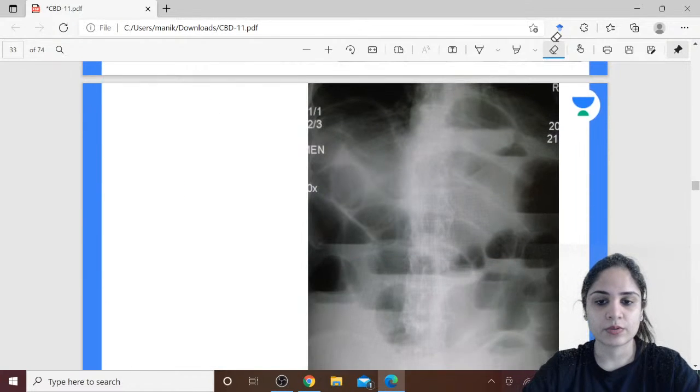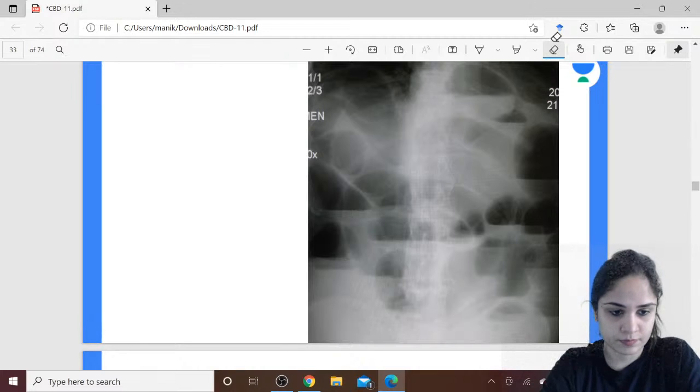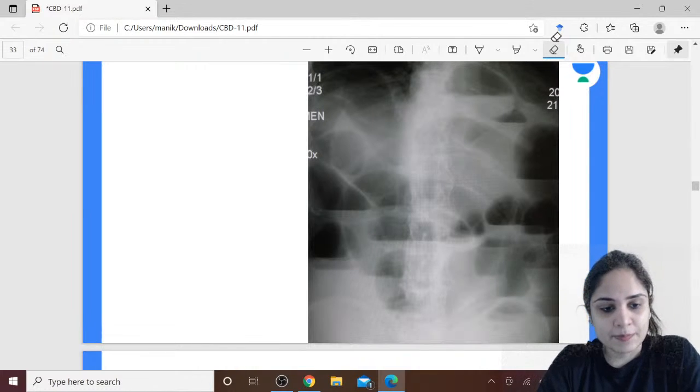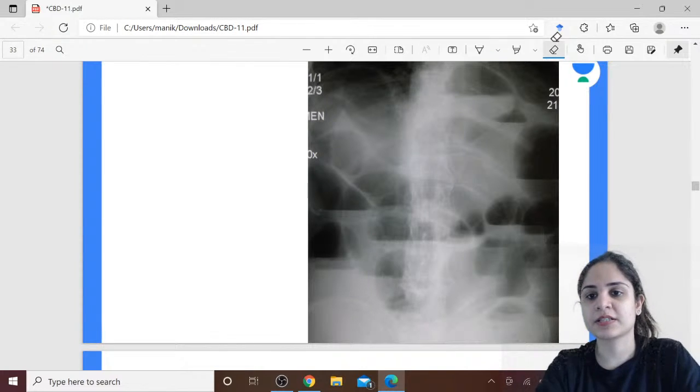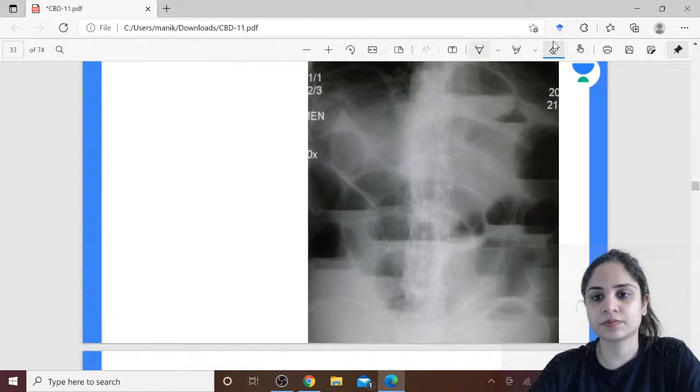Now tell me, is this small bowel or large bowel obstruction? Yes, step ladder pattern is also seen, correct. Chalo, the faster you answer, the more images we will be able to cover quickly.